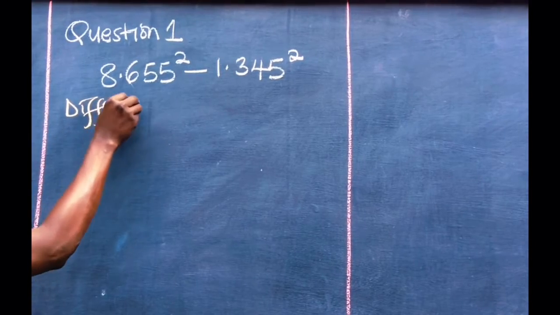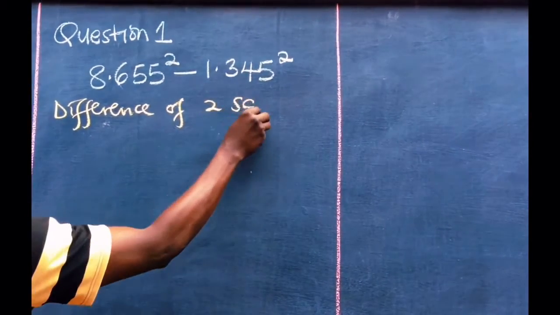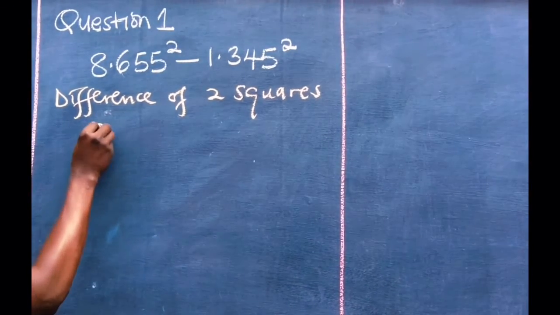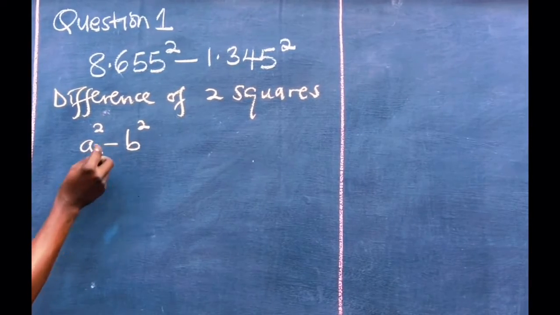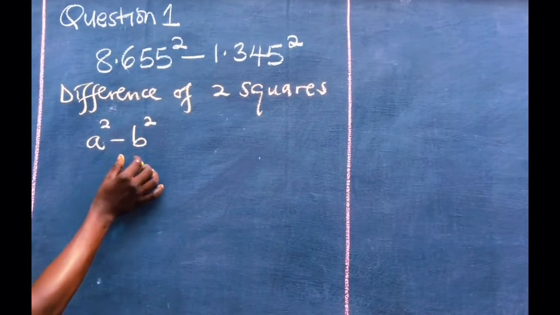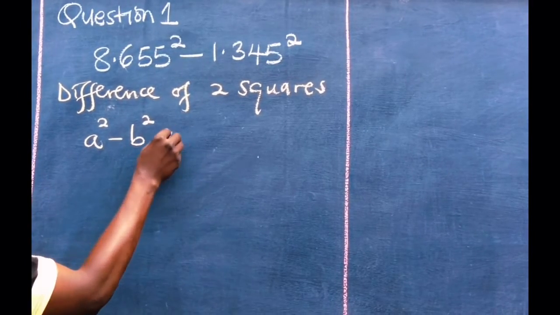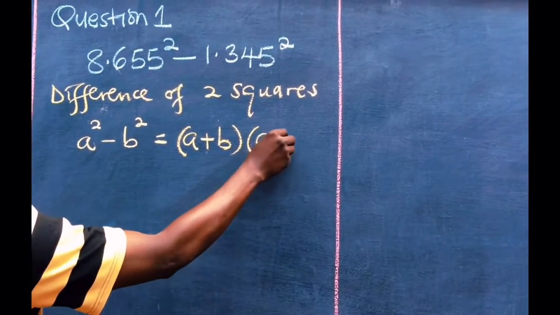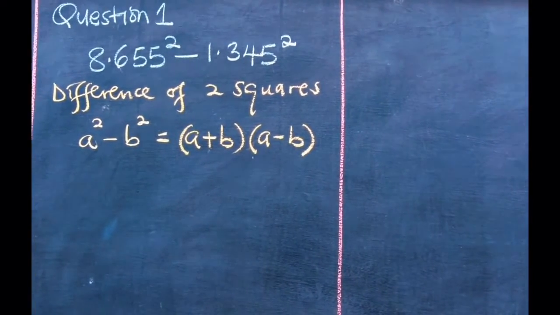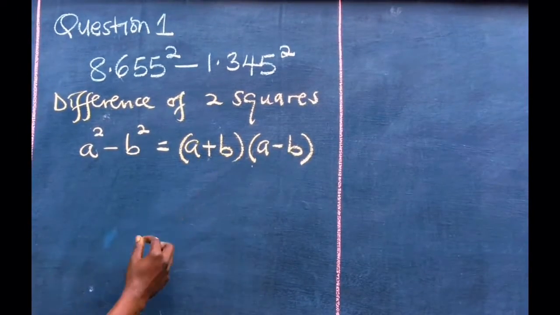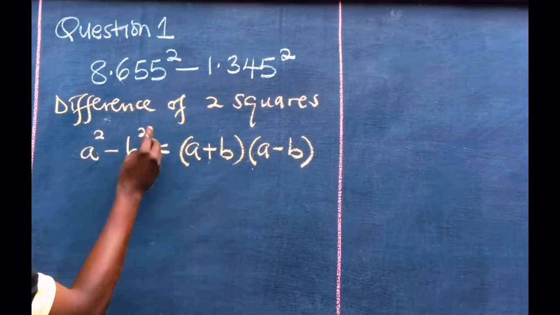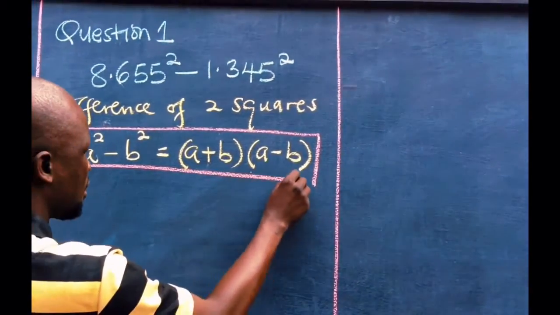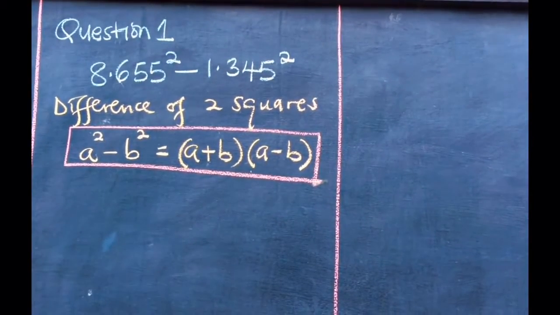Difference of two squares. In our difference of two squares, straight away, if you had two numbers, one a squared and the other b squared, the difference is the minus that we're talking about of two squares. That's a squared minus b squared. You must have learned that it is equivalent to a plus b into a minus b. But because we know very well that multiplication is commutative, it doesn't matter whether you bring this first or this one first, but this one is what we call the difference of two squares. Repeat after me. Correct. Difference of two squares.